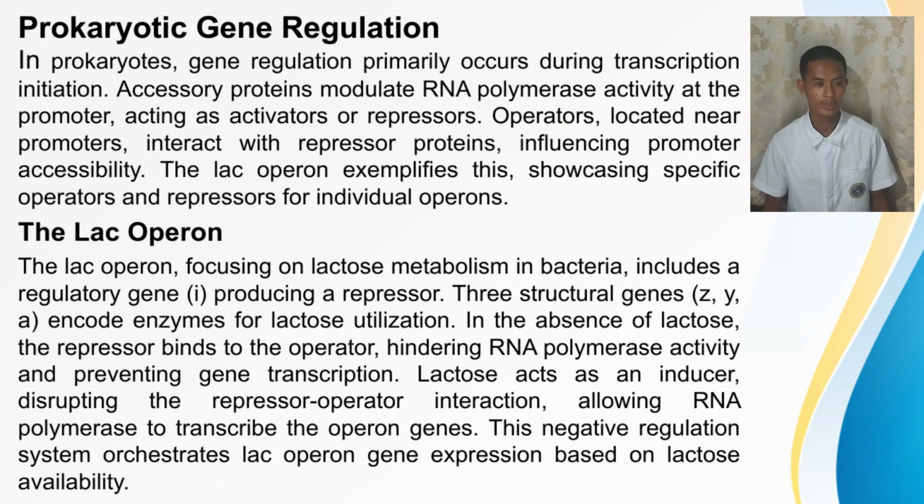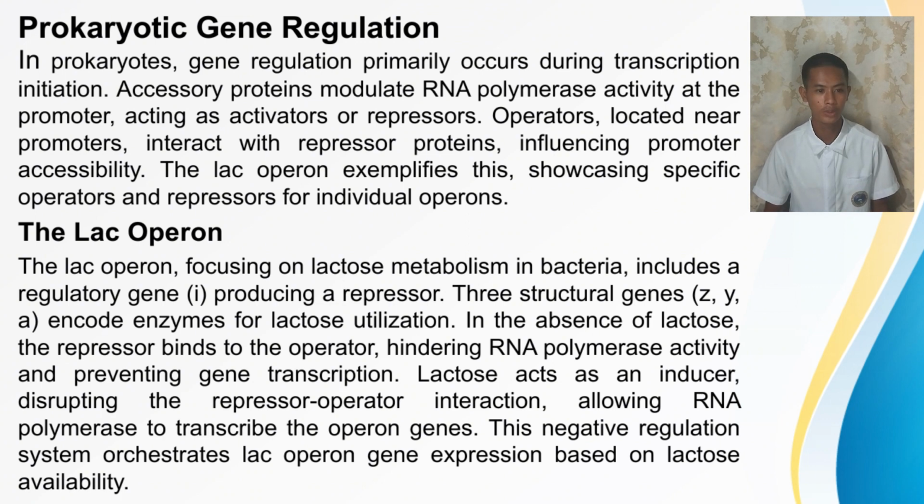Prokaryotic gene regulation. In prokaryotes, gene regulation primarily occurs during transcription initiation. Accessory proteins modulate RNA polymerase activity at the promoter, acting as activators or repressors. Operators located near the promoters interact with repressor proteins, influencing promoter accessibility. The lac operon exemplifies this, showcasing specific operators and repressors of individual operons.